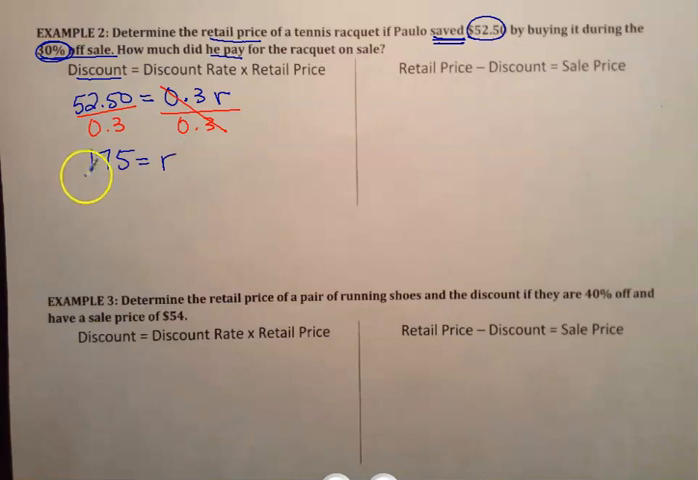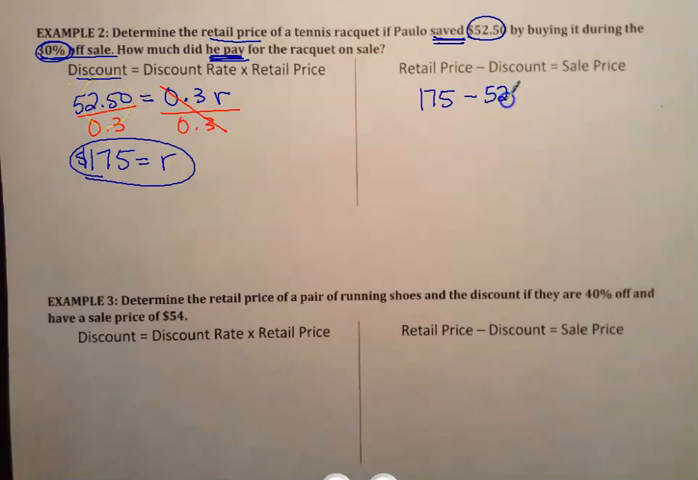Seems like a lot, doesn't it? But remember, this is the retail price. $175 is the retail price, and he saved $52.50. He didn't pay that, that's what he saved. So now we need to find how much he paid for the racket on sale. We know the retail price, we just solved for that, so we're going to put that in this equation. It's 175 minus the discount amount. We know his discount was $52.50, and that's going to equal our sale price. So what's 175 minus the 52.50?